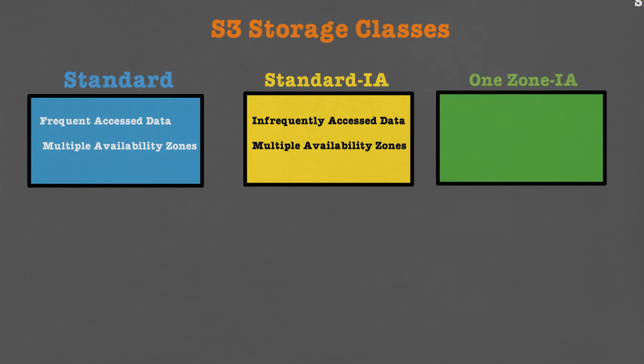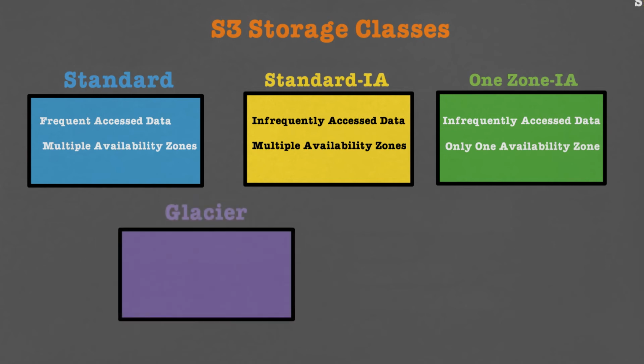Next, we have the one zone IA class. One zone IA is similar to standard IA. However, one zone IA is cheaper because it uses only one availability zone, which means if the data center fails, you may lose your data.